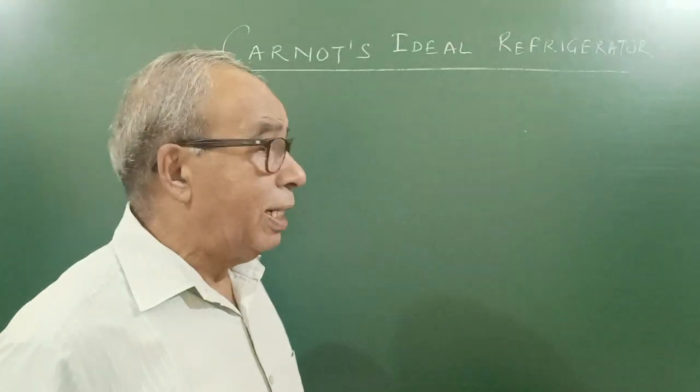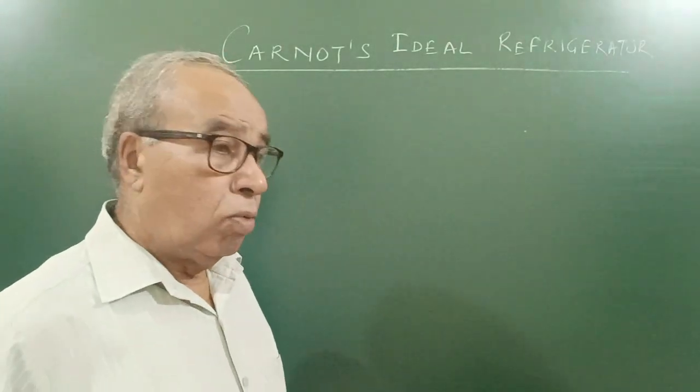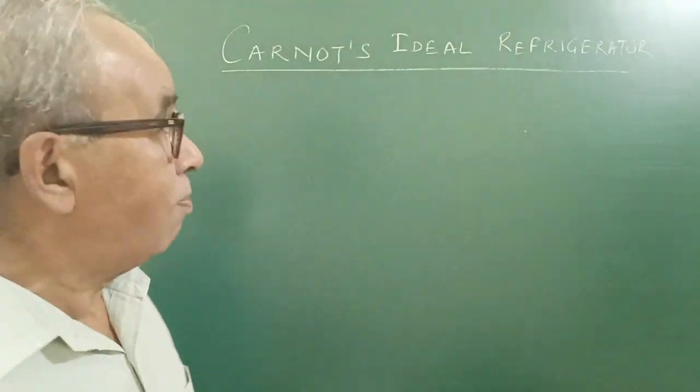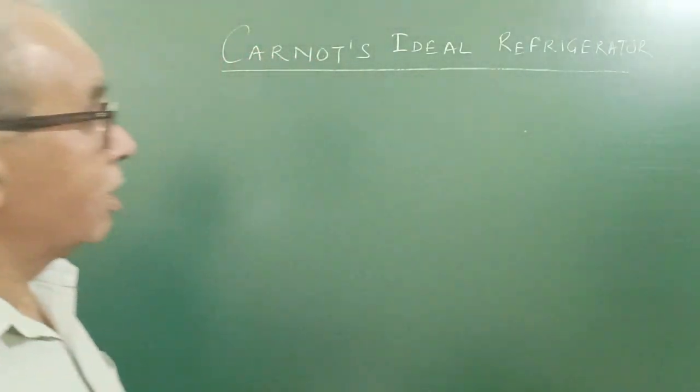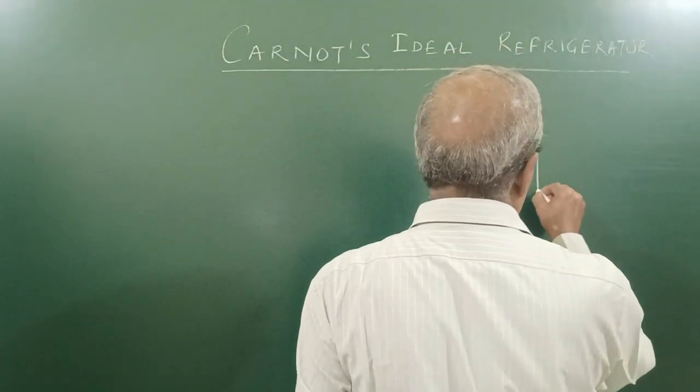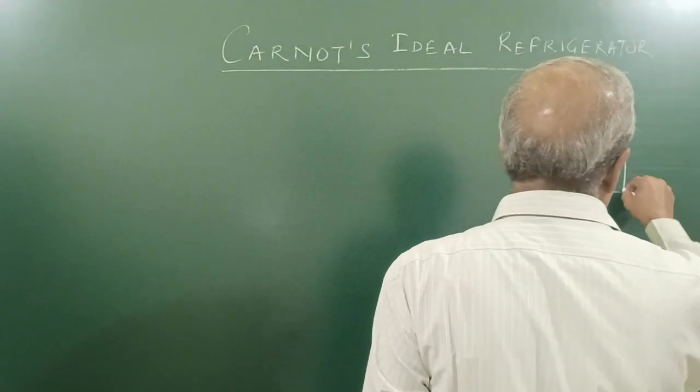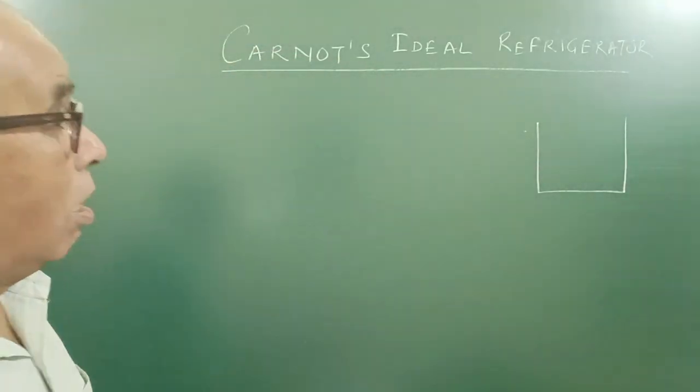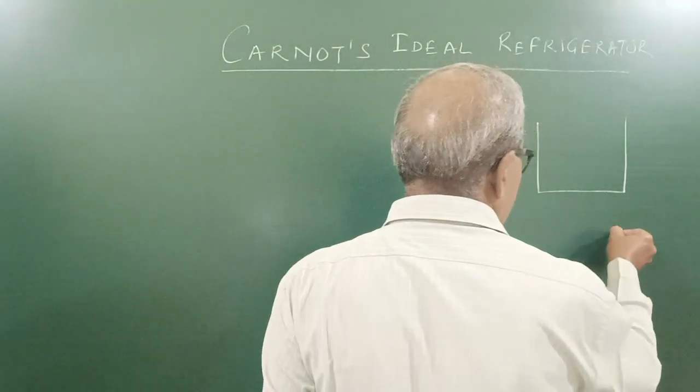But heat cannot flow from cold body to hot body by itself. So it means something extra has to be done. So it is exactly reverse. A heat engine operating in reverse order acts as a refrigerator.